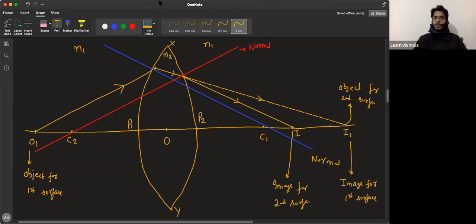Yes, Fatma, blue and red lines are the normals. This red is the normal on the second surface. This blue is the normal on the first surface. This is the normal for XP2Y, and blue is the normal for XP1Y, the first surface.